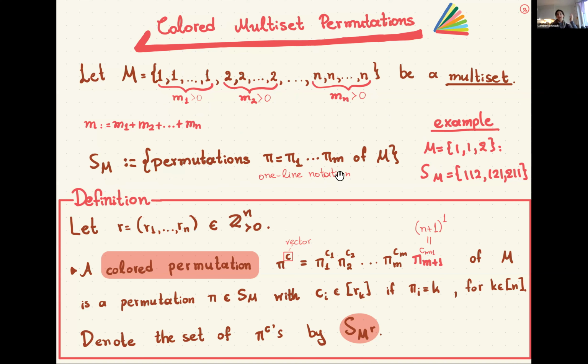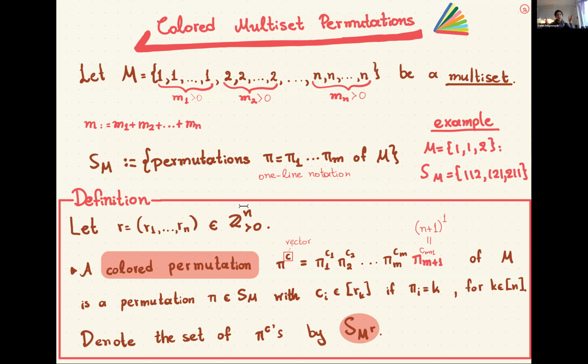Written in one-line notation, for example, right? So if my multiset is the set with 2 copies of 1 and 1 copy of 2, the multiset permutations will be these three permutations here: 1, 1, 2; 1, 2, 1; 2, 1, 1. Good. So now, if there are no questions about the multiset permutations, we can add colors to this idea.